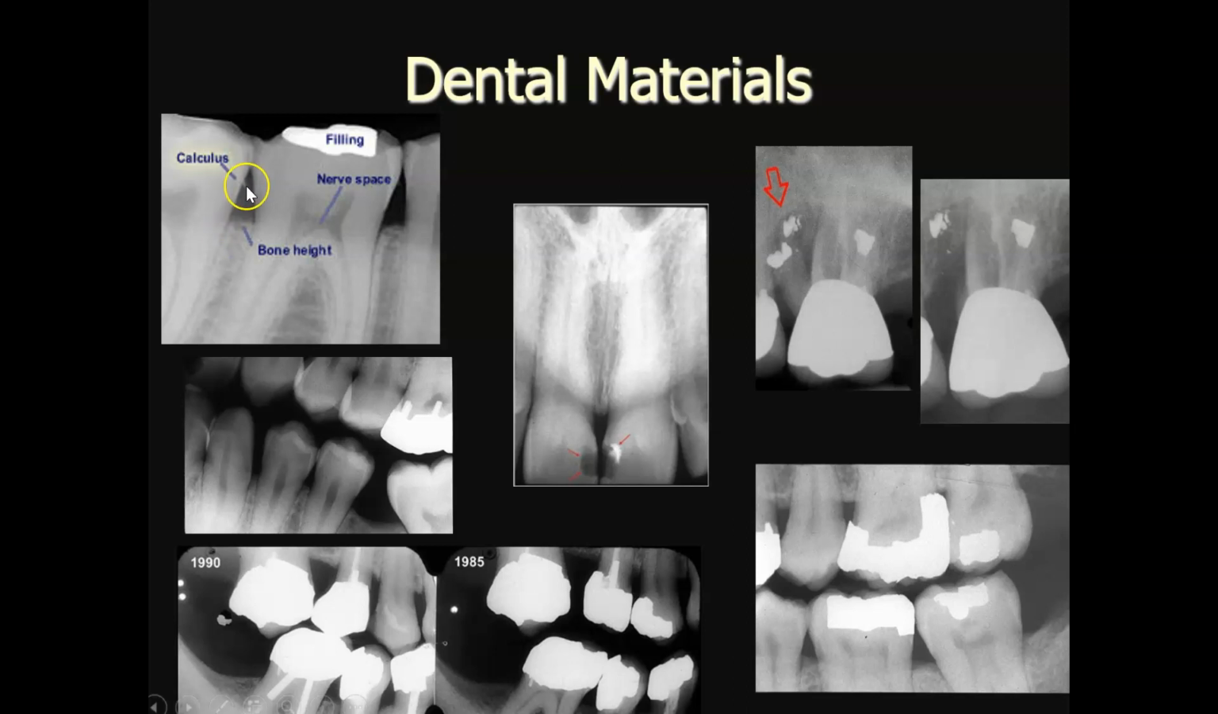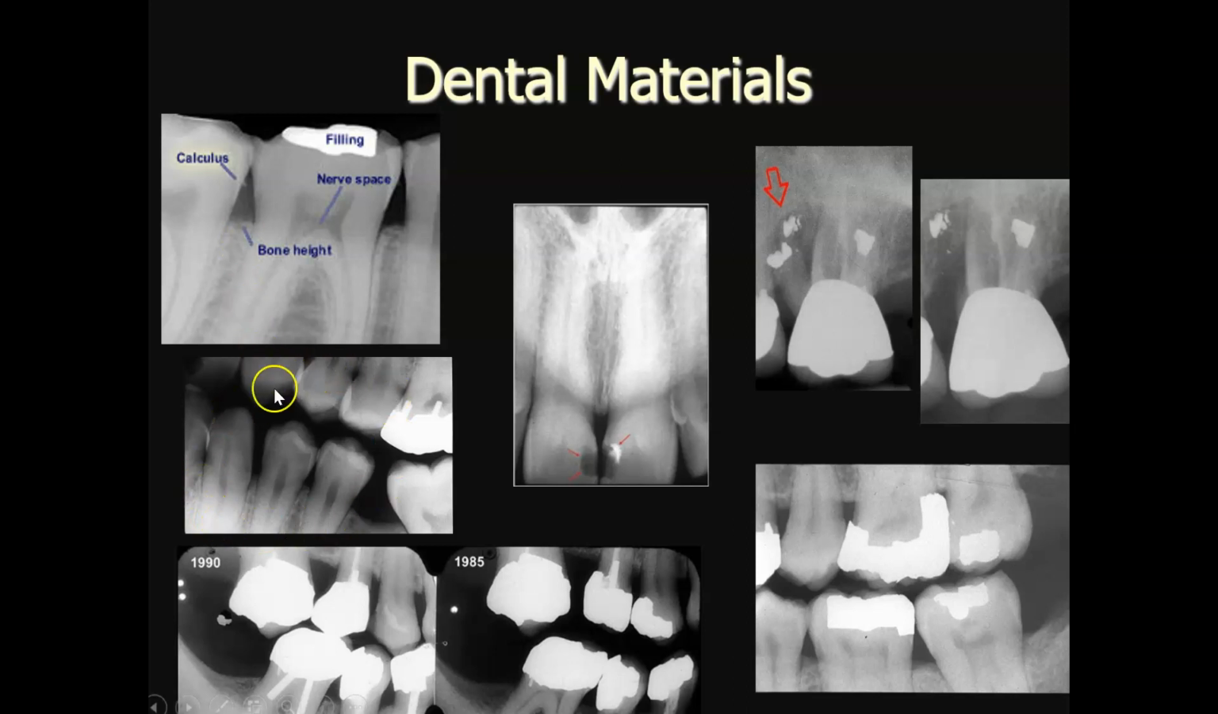Okay, then just for fun, see this little spike sticking up right here? Okay, that little spike sticking out from that molar is actually a piece of calculus. That's the buildup that we scale off and clean when we're cleaning people's teeth.